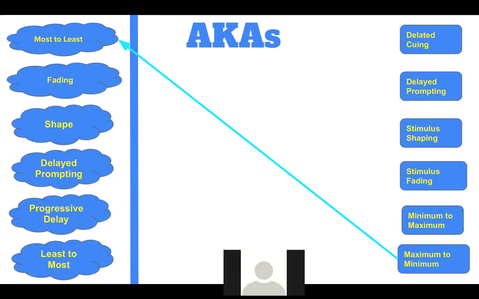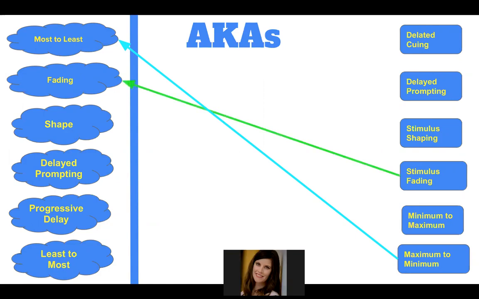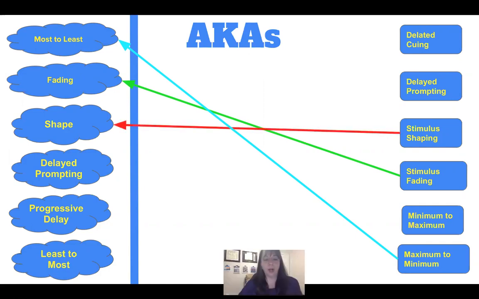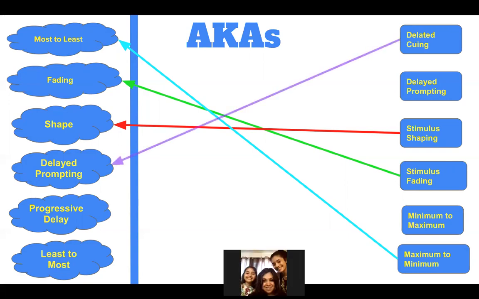Stimulus fading. I agree. Perfect. And the next one is shape. Stimulus shaping, good job. Delayed prompting. Delayed prompting. Delayed queuing. Yeah, delayed prompting to delayed prompting. Oh, I don't know. It's delayed queuing.